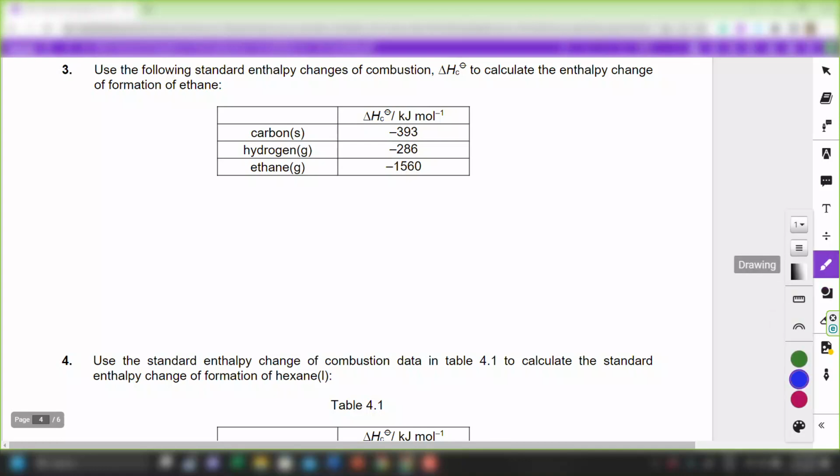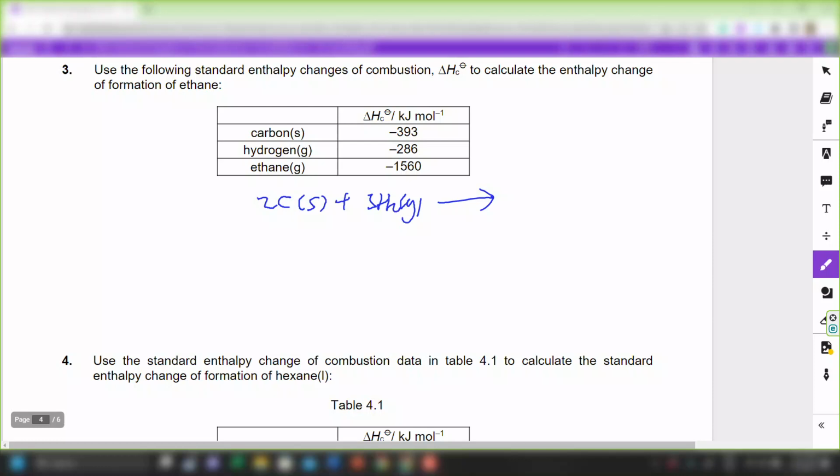Okay, so I'm going to define the enthalpy change of formation for ethane. That will be 2 carbon solids plus 3 H2 gas. Remember, you need to know your definition. So the enthalpy change of formation for ethane is the enthalpy change when 1 mole of ethane, so that will be C2H6 gas, is formed from its constituent elements. So the constituent elements will be carbon and dihydrogen. So C2H6, just put in the necessary coefficients.